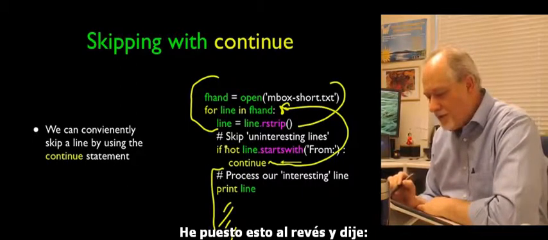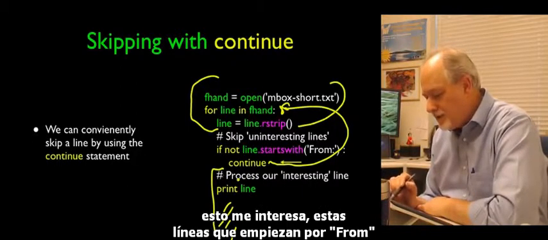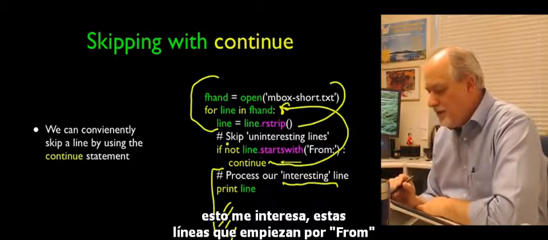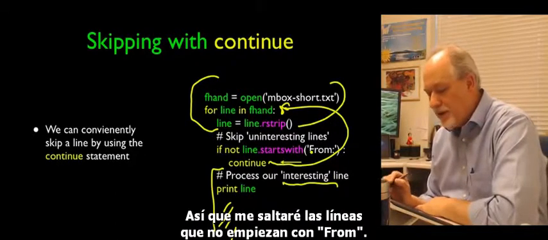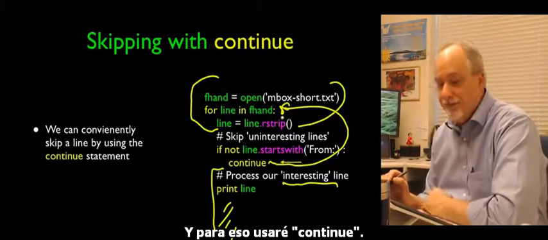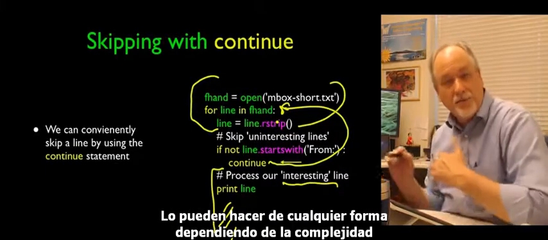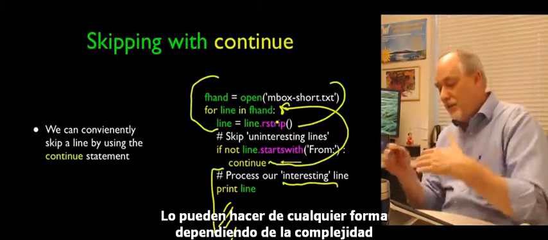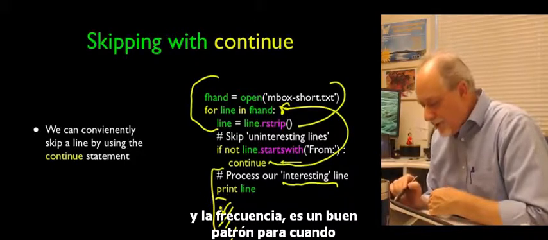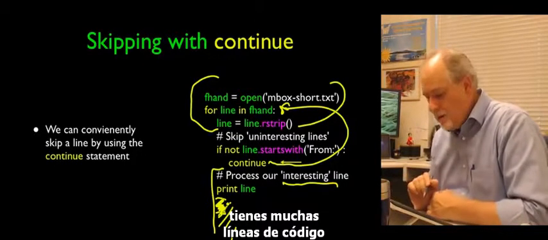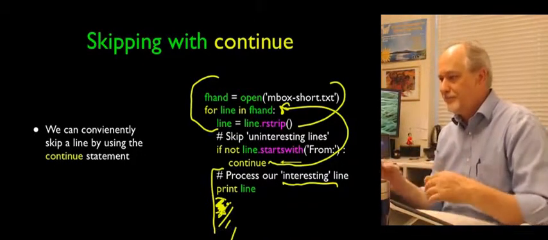So I've kind of flipped this where I said, these are the things I'm interested in. That's lines that start with from. So I'm going to skip the lines that don't. So I'm going to use continue. Either way you can do it, depending on the complexity. Often this is a good pattern when you have lots of lines of code down here that you're going to do a lot of cool stuff with.